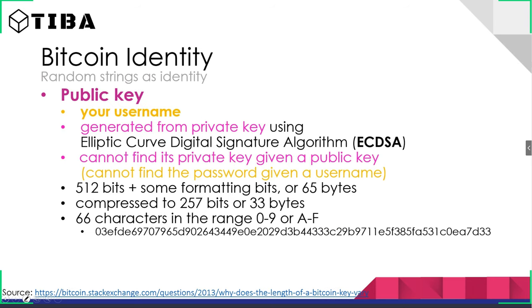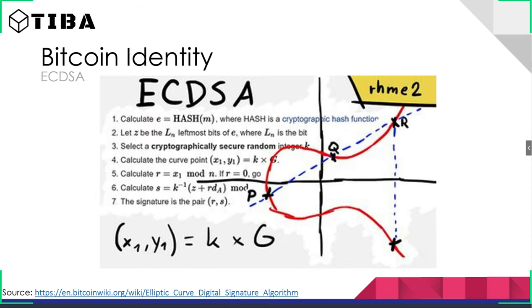A public key is generated from your private key using something called ECDSA, the elliptic curve digital signature algorithm. It's basically a math function that hashes your private key into a public key. And the key feature of the algorithm is that given a public key, you cannot find the private key that generated it. So you can think of the public key as your username and the private key as your password. You cannot find a password given a username, which makes sense, right? And it's usually 66 characters. Here's the public key that matches the private key that I showed you before. That's the algorithm. If you're interested, you can take a look.